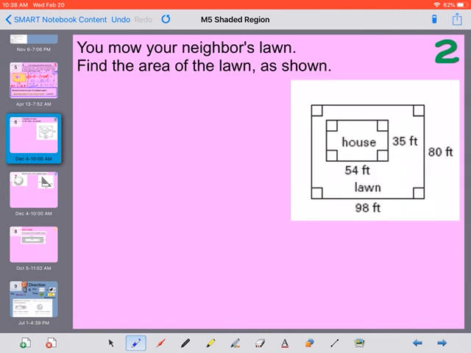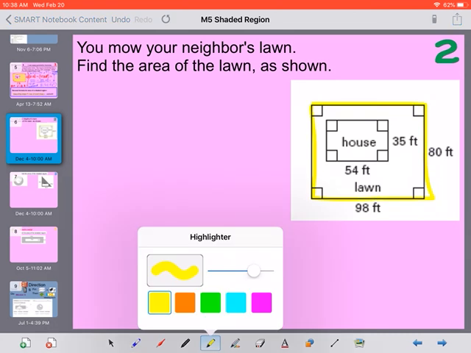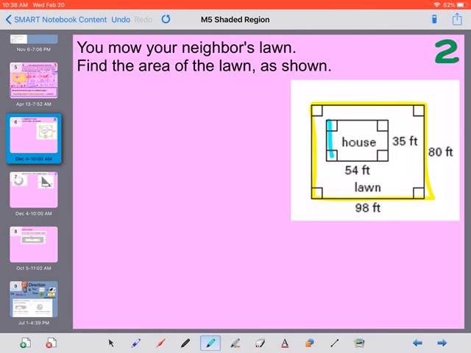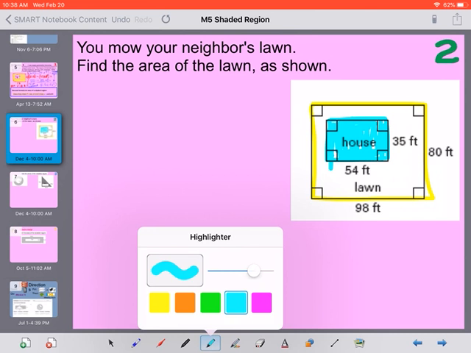Let's look at the next one. This one already has a picture drawn for us. It says you mow your neighbor's lawn. Find the area of the lawn as shown. So here we have your whole entire property. This is like the land that you own. And here in the middle is your house. You're not going to mow your house. That's silly because it's in the way. There's no grass there. So that part we don't want. We want to know what is the area of the lawn that we're mowing.